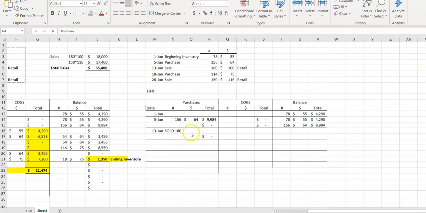Okay, so it's last in, first out. So I'm going to get rid of all 156 of these. So 156 at 64. And then I need 24 more, and they're going to come out of the 78 at 55. All right, so now the 156 is gone. I have the 78 minus the 24 at 55.